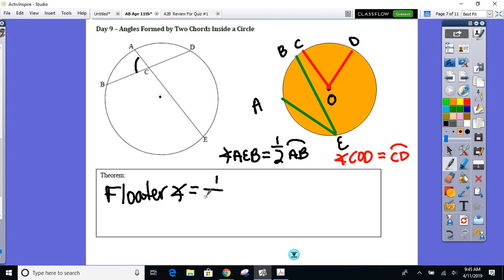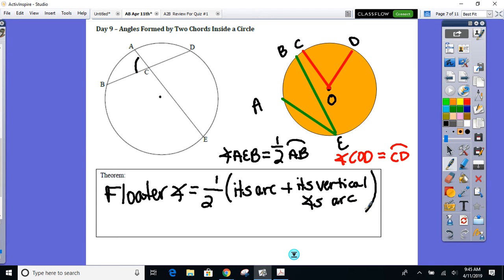You take half of its arc. So that floater angle will be drawn to an arc. You take half of its arc plus, everybody ready? Its vertical angle's arc. Yikes. So I'm going to take its arc, its vertical angle's arc, add them together, and multiply it by a half, or divide by 2.